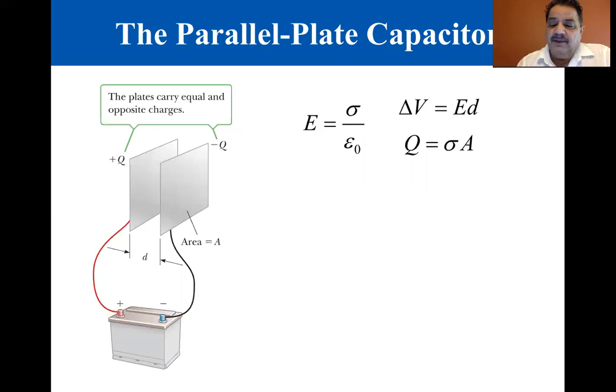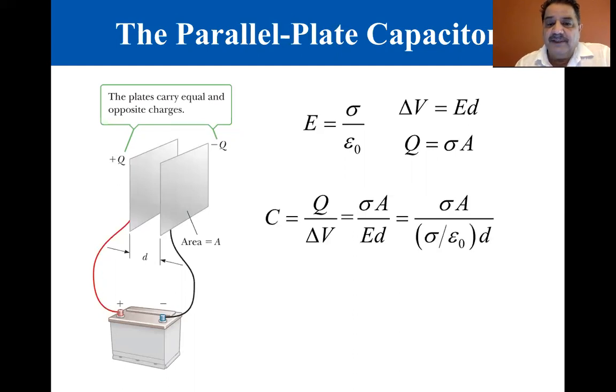Let's substitute into the definition of the capacitance. C equals Q over delta V equals sigma A over Ed equals sigma A divided by sigma over epsilon 0 times d.